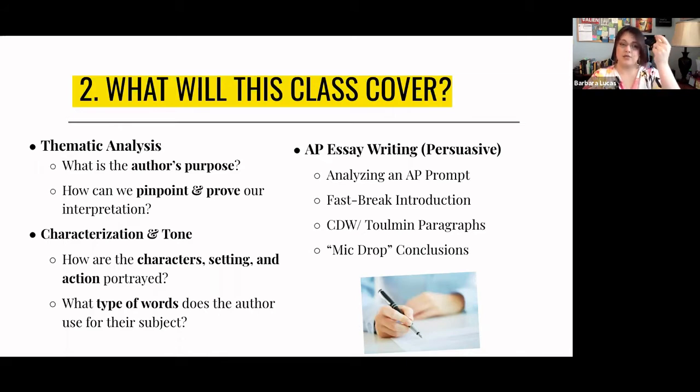We'll talk about how to pinpoint and find the author's purpose. And then number two, how to prove your reading, your interpretation. After we talk about thematic analysis, we go into characterization and tone. So again, this has to do with how the author is characterizing certain things. How are they characterizing the characters? How are the setting and the action portrayed? That speaks to why the author did this a certain way. We'll also talk about different types of words that the author uses, how to pinpoint those, how to argue the subtle differences between them, and that has to do with tone.